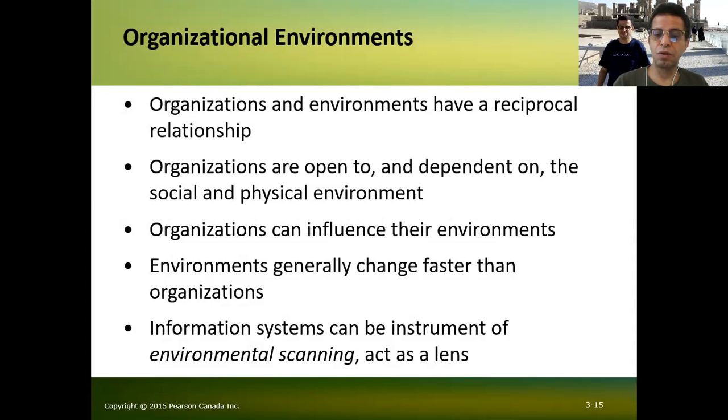The organization's environment generally changes faster than the organization itself, and the organization follows the environment. And here is where the information system can be an instrument for environmental scanning, acting as a lens. Basically, you see your system has two parts to it. One is whether it's accommodating the requirement from the environment. Secondly, how fast it is accommodating it. If the system is very transparent, it will let you know whether you need to upgrade or change or add more factors within your organizations.